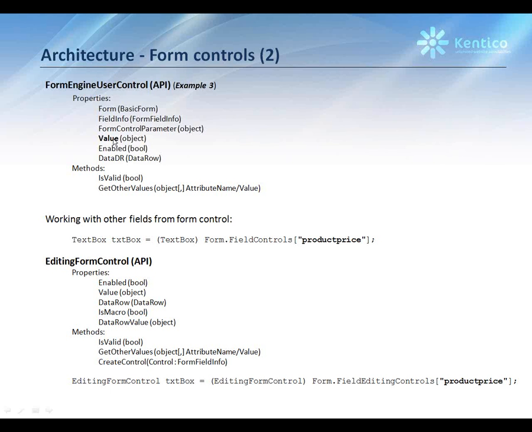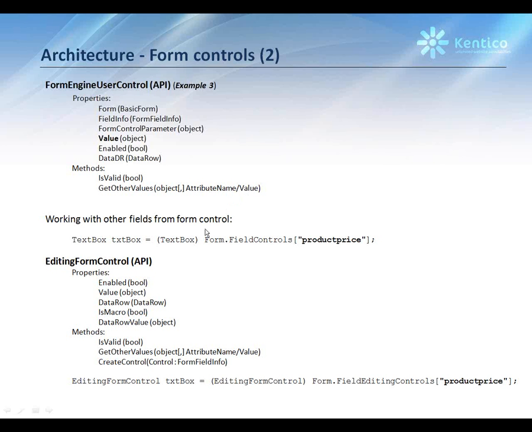Value is a very important setting because it gets the data from the database and it saves the data into the database for a particular form control. And regarding methods, the IsValid method should return true only in case that validation of the particular form control was successful. And with the GetOtherValues method, you can simply override values of other form controls, of other fields in a particular form. You should return a field name, a couple of field name and value.